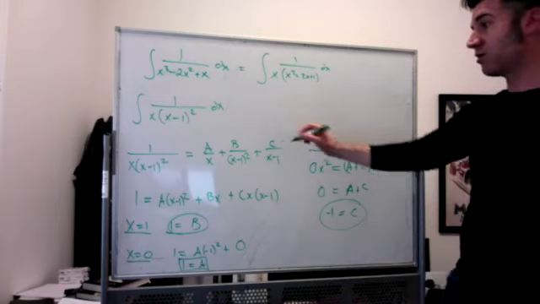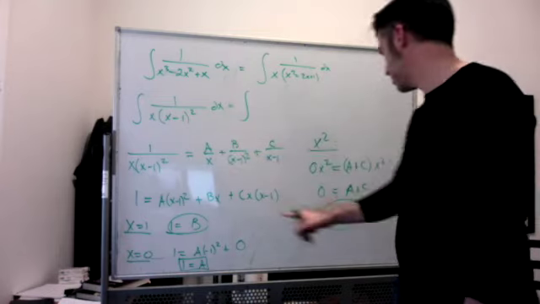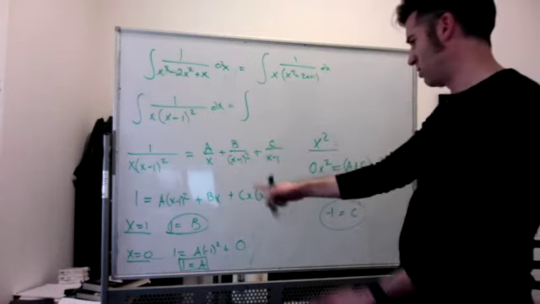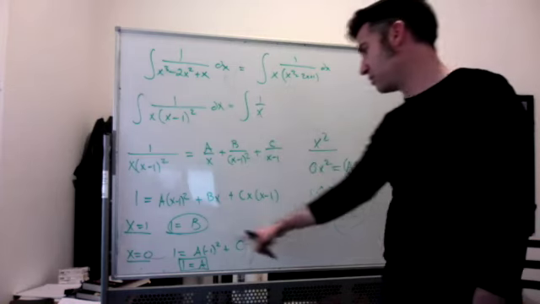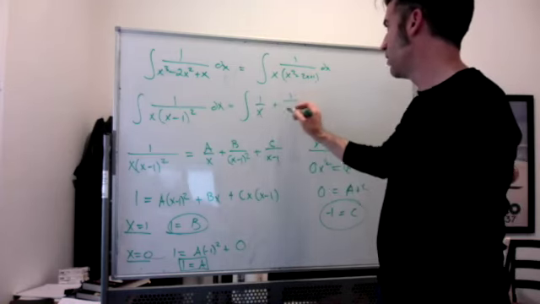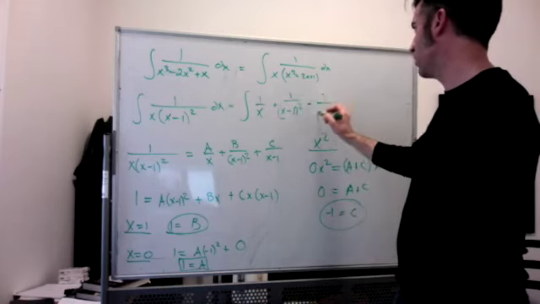So then we would do this integral. It'd be the integral of a over x, so 1 over x, right? A is 1. 1 over x, and then b is 1 over x minus 1 squared, and then minus 1 over x minus 1.